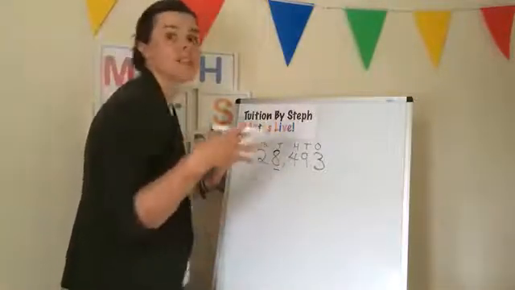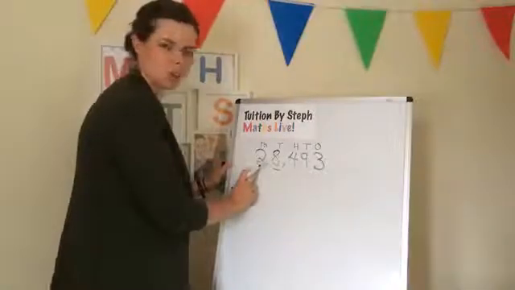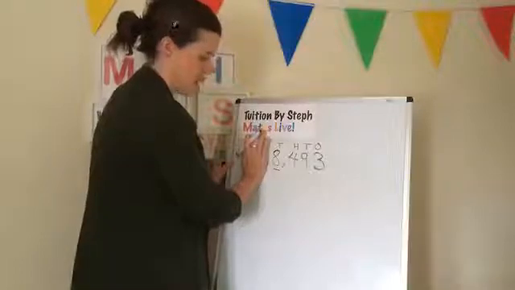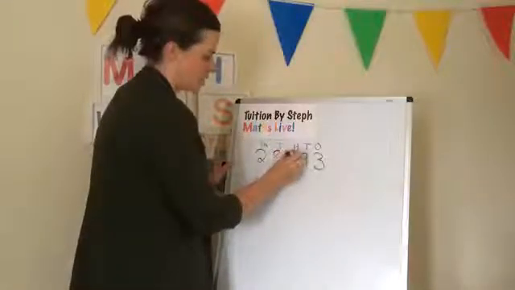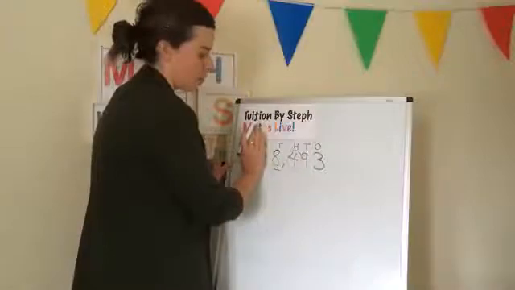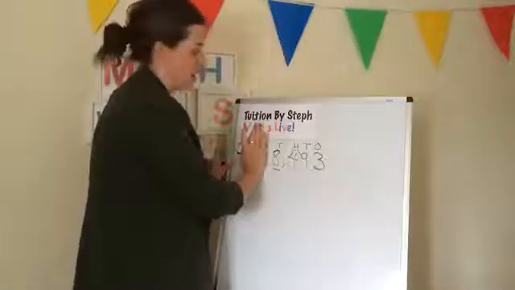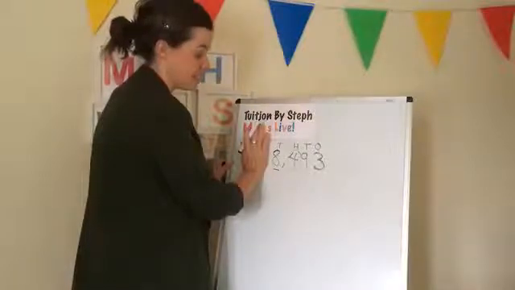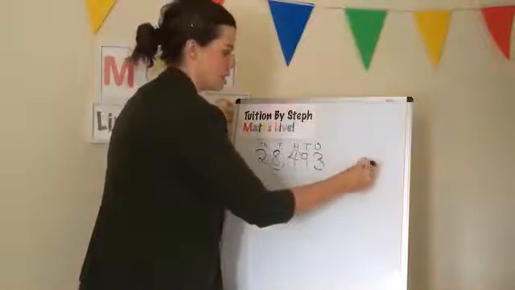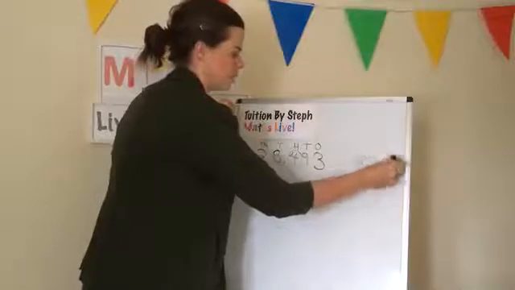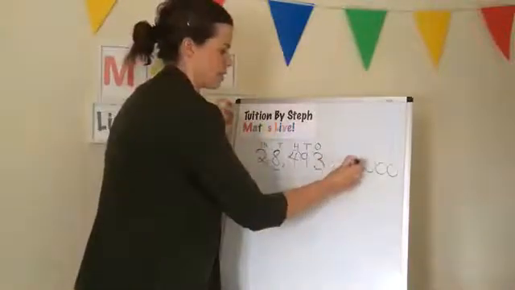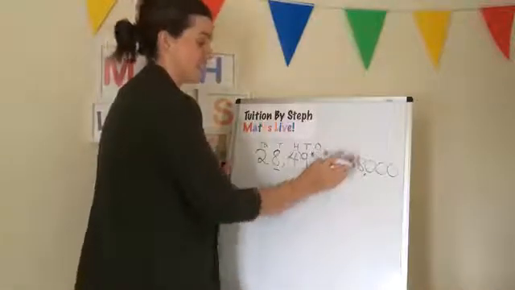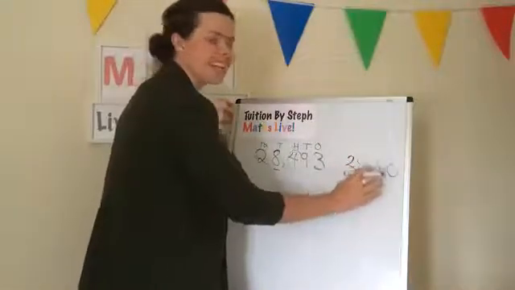If you were asked to round to the nearest 10,000, then you'd come into this column. So we're rounding to the nearest thousand. We're currently in the 8,000s, and the digit next to it is a 4. That means that we have to stick or round down. So 8,493 to the nearest thousand is 8,000. But don't forget your 10,000 in there. So 28,493 to the nearest thousand is 28,000.